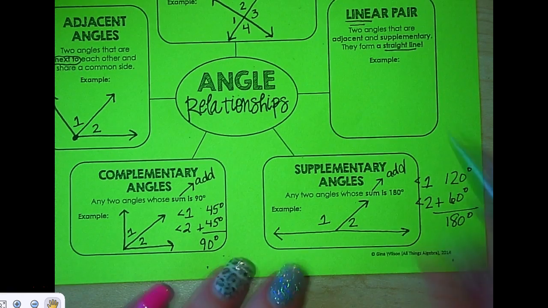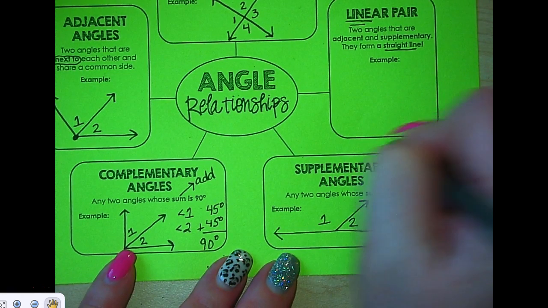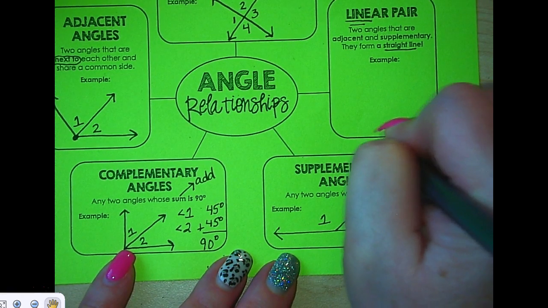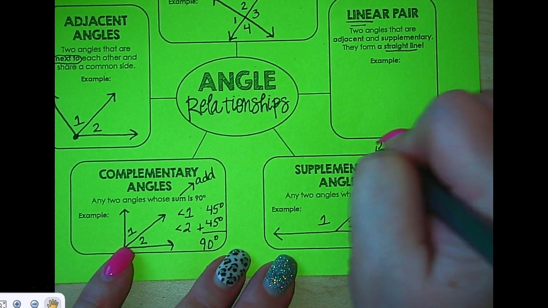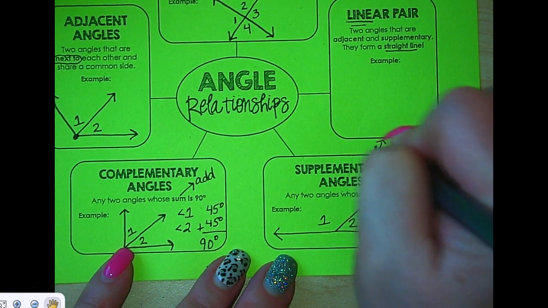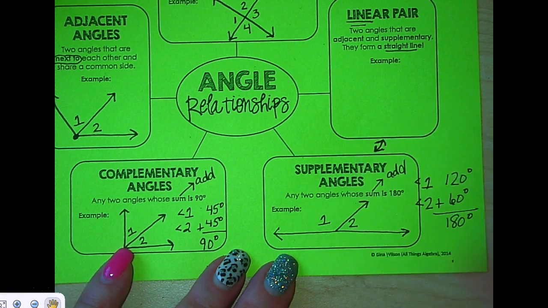So supplementary angles are also a linear pair. And linear pair are also supplementary. These two words go together. Those are arrows.